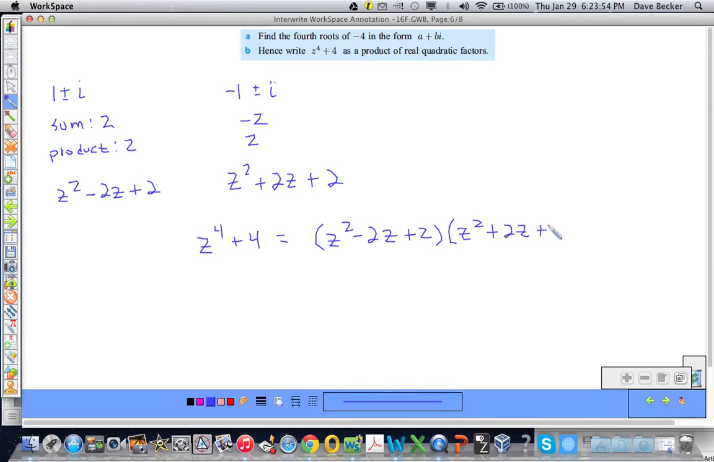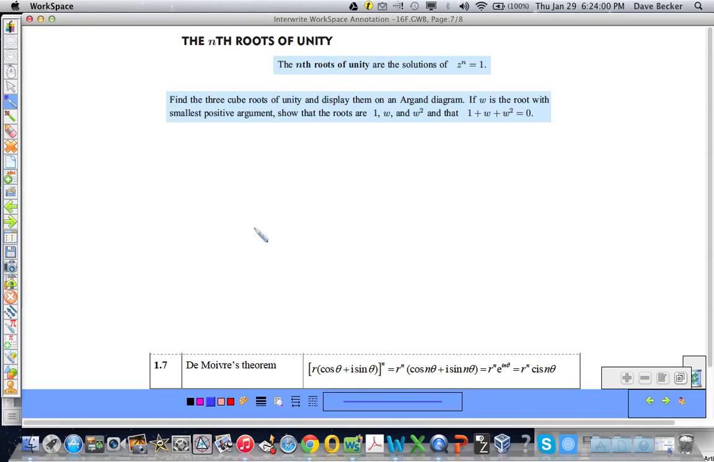So there we go. Done. One more thing to discuss with complex numbers, and that is the nth roots of unity. Read this carefully. It seems complicated, but it's really not. The nth roots of unity are the solutions of z to the n equal to 1.